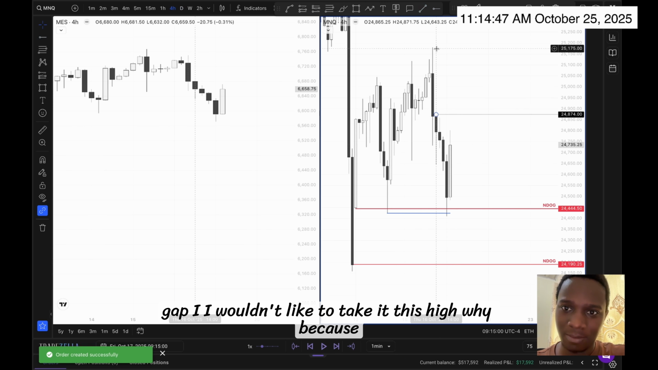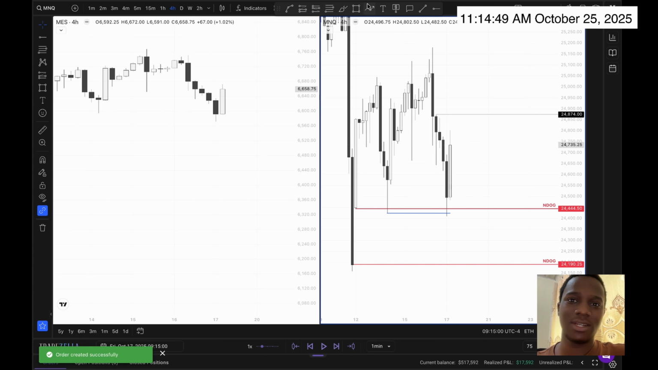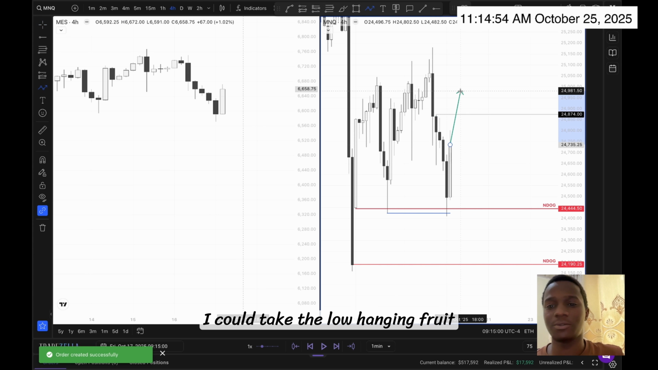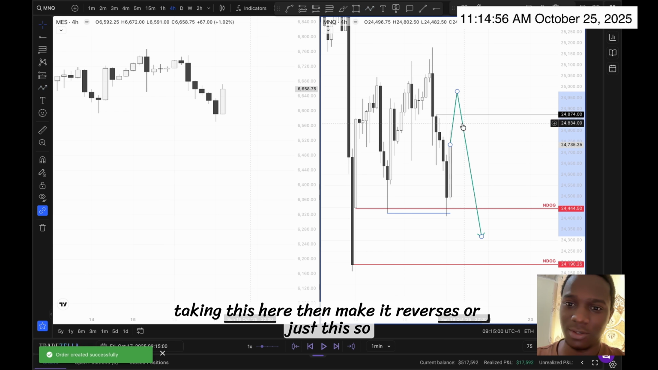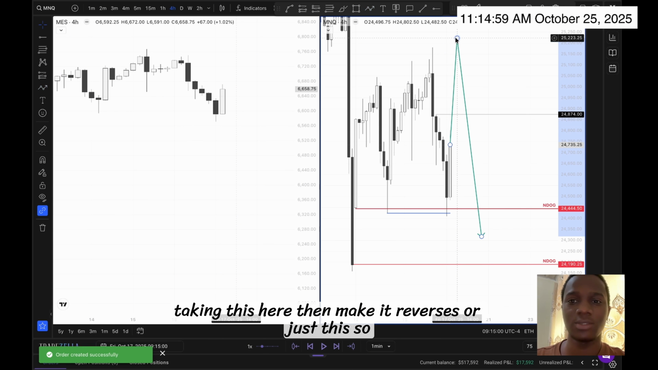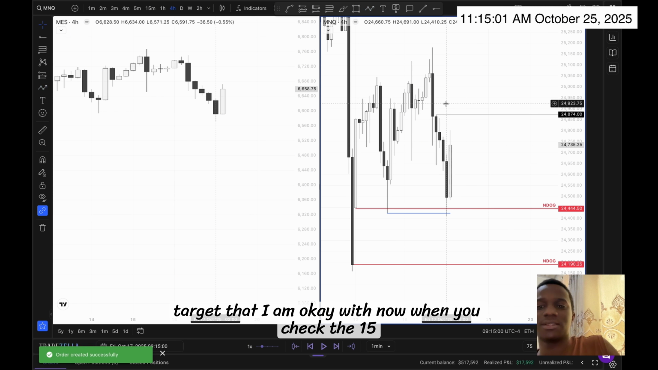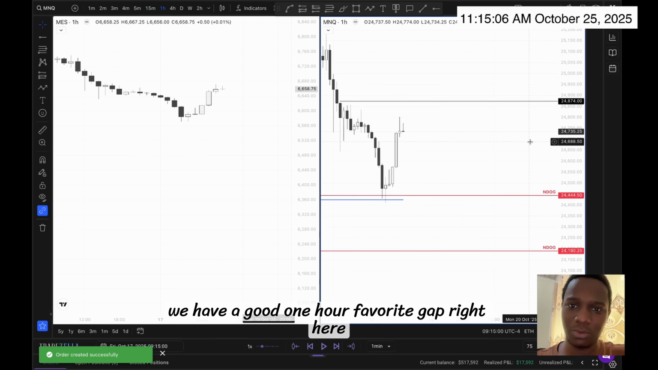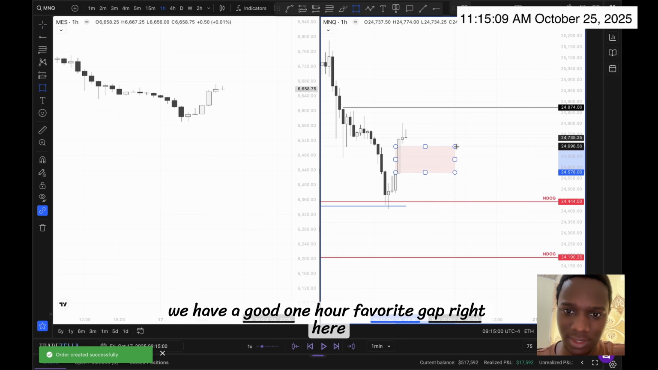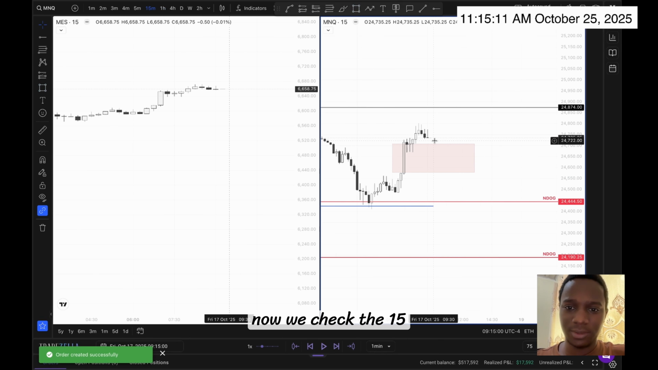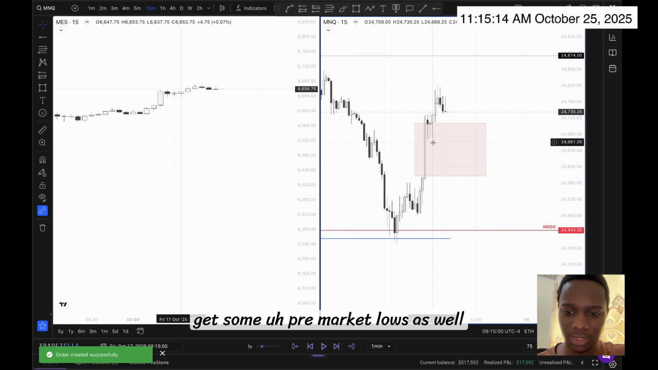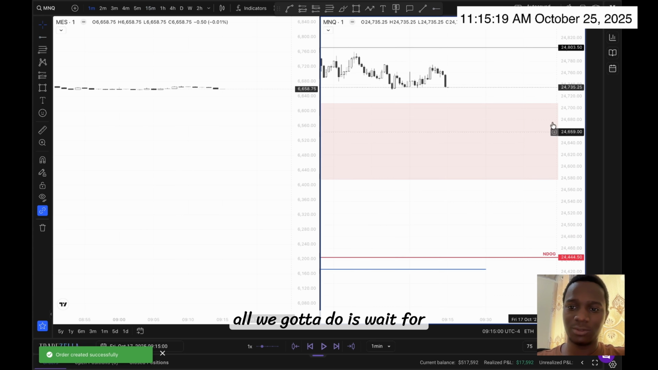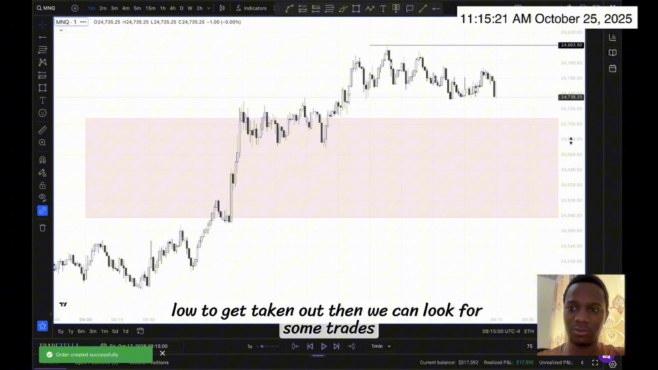You have a 4 hour gap. I wouldn't like to target this high. Why? Because I could be wrong, but the low hanging fruit means that I could take the low hanging fruit, targeting this here, then the market reverses, or just this. So this is the target that I am okay with. Now when you check the 1 hour, actually, we have a good 1 hour fair value gap right here. Now when you check the 15, you get some pre-market lows as well. So we have another low hanging fruit. Now all we gotta do is wait for the low to get taken out, then we can look for some trades.